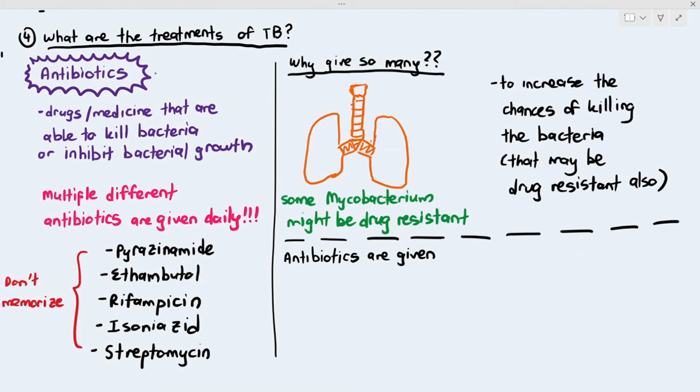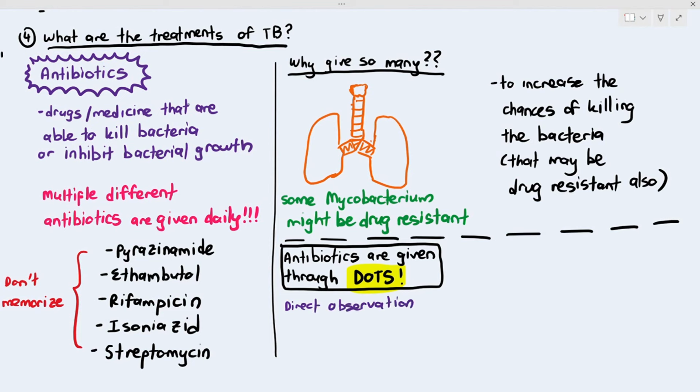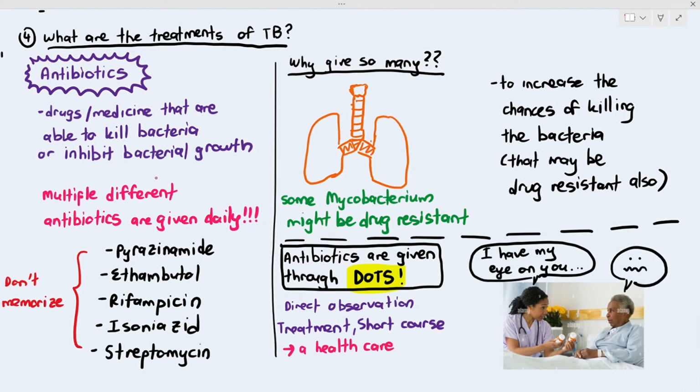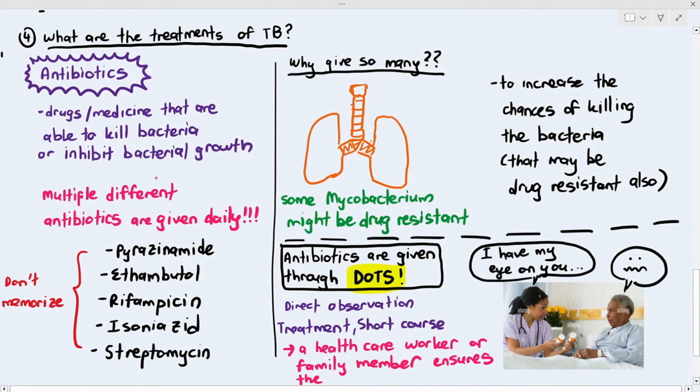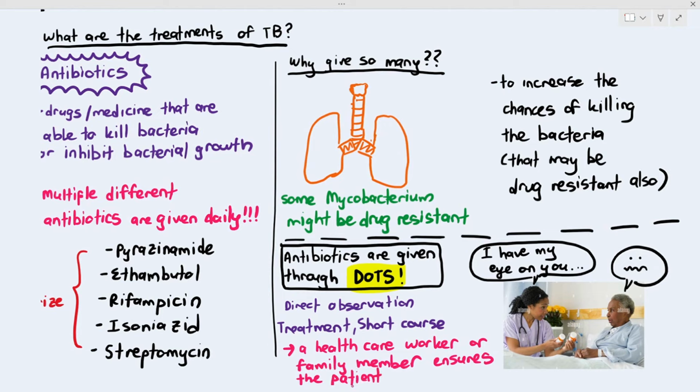And another very important thing that we have to know is the antibiotics are given through something known as DOTS. You might be thinking, oh, DOTS, what exactly is DOTS? Is DOTS something like polka dots? No, it's not. DOTS essentially means direct observation treatment, short course. You don't have to memorize the long term, you just have to know DOTS. What that just means is the healthcare worker or a responsible family member ensures that the patient takes their medication as prescribed.